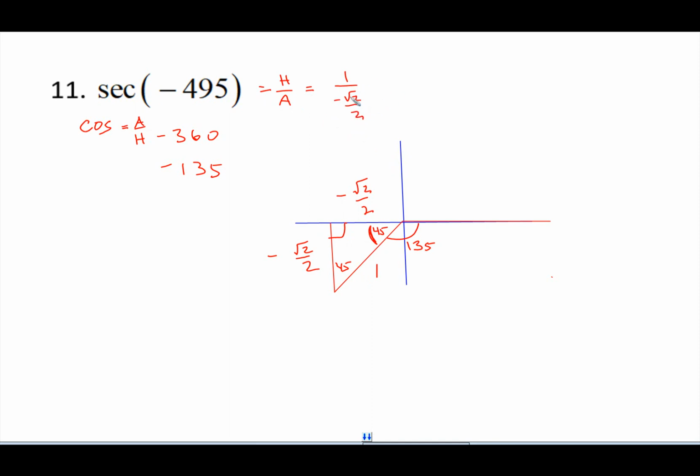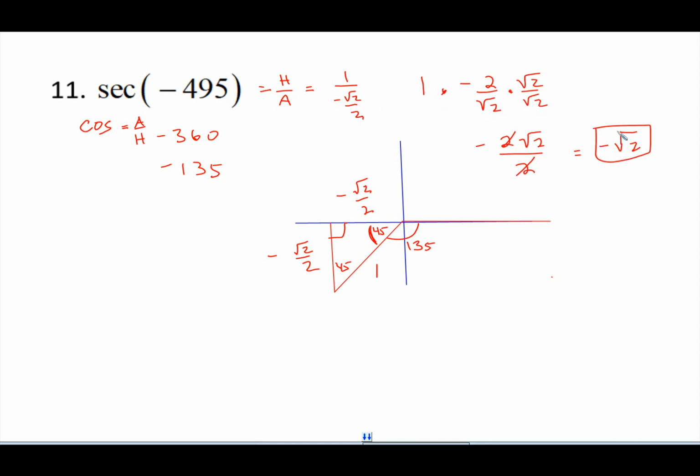So 1 divided by negative rad 2 over 2 is the same thing as 1 times negative 2 over rad 2. We just need to rationalize this. So we get negative 2 rad 2 over 2. The 2's cancel, divide out. So our final answer is negative rad 2.